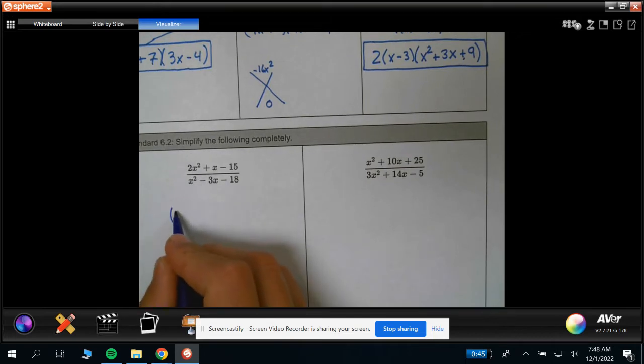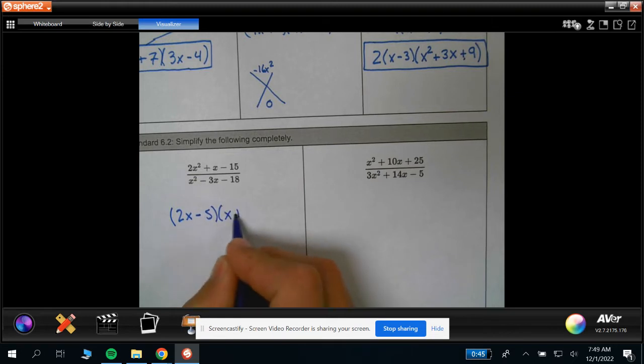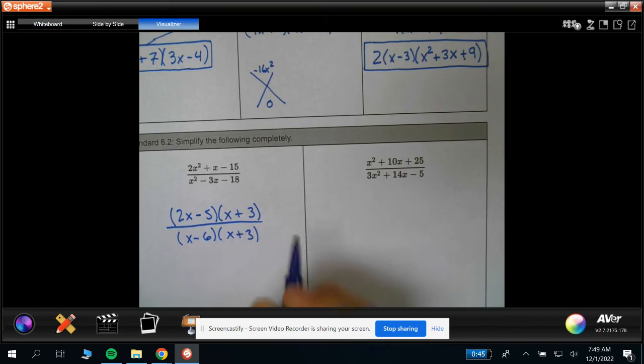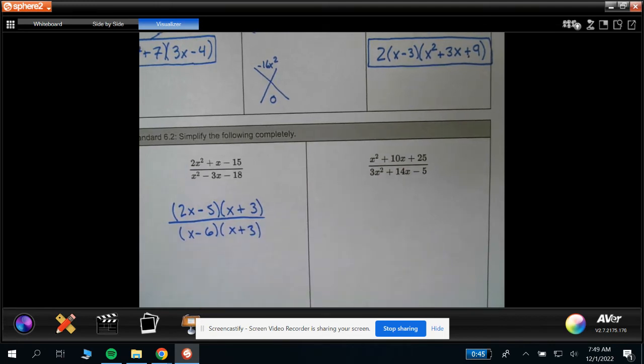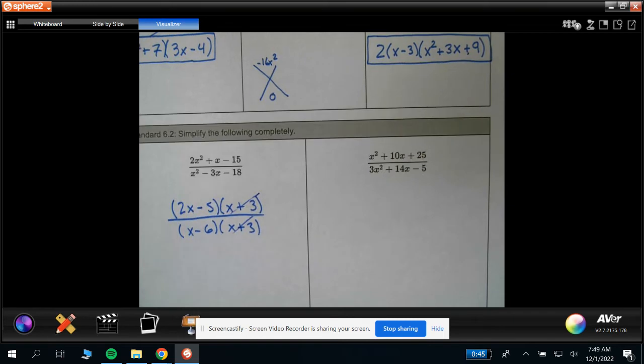If I were to factor the top part, it would factor down to 2x minus 5 times x plus 3. That bottom quadratic, x squared minus 3x minus 18, simplifies to x minus 6 times x plus 3. Now, to simplify, look for groups. What's the same on the top and the bottom? Where do you see groups that are being multiplied that are the same? I see here x plus 3, x plus 3. Those cancel out, so my final answer is 2x minus 5 over x minus 6.